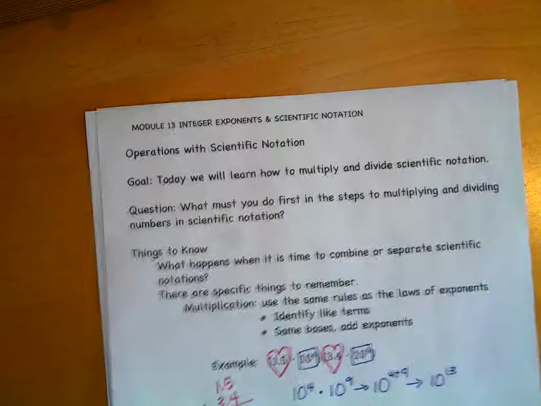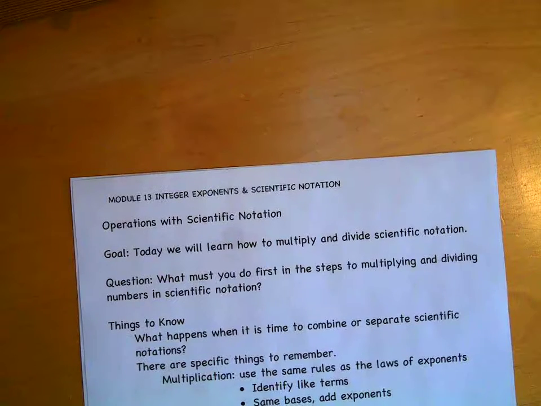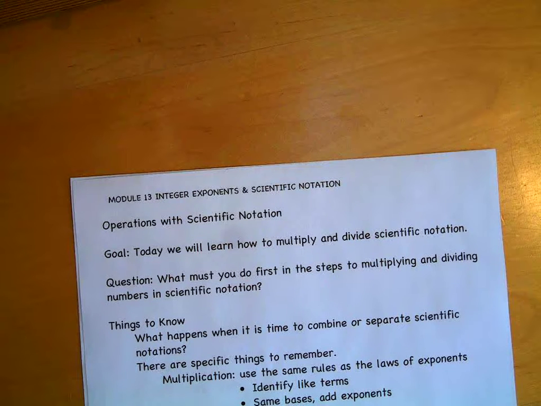All right, kiddos, let's go back to our goal for this lesson. Today we will learn how to multiply and divide scientific notation. The question that I asked you at the beginning of the lesson was, what must you do first in the steps to multiplying and dividing numbers in scientific notation? The first step that you need to do is identify your like terms. And that is true when you're multiplying, and that is true when you're dividing.